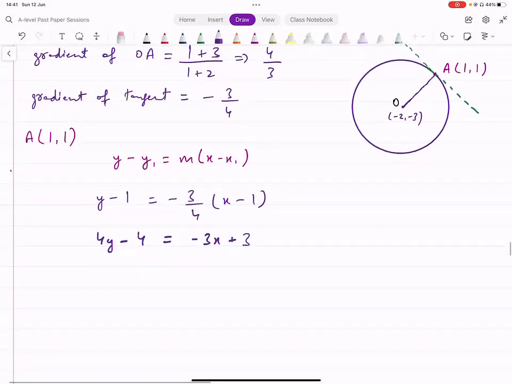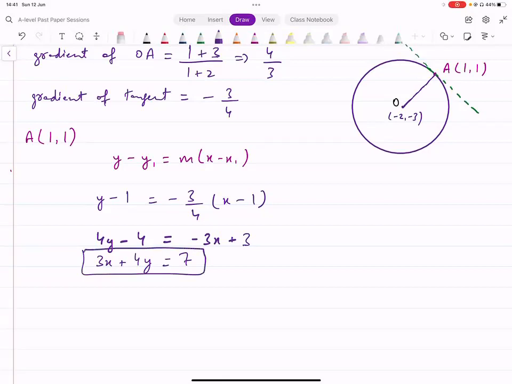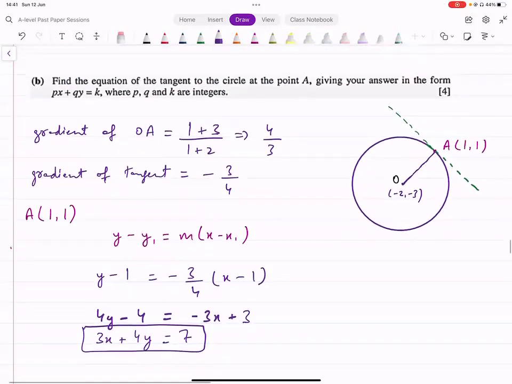Let's take the x terms to the left side. X and y terms to the left side, 3x plus 4y. Take the constant to the right side, and that's going to be 7 on the right side. So we have 3x plus 4y equals 7. That's the equation of the tangent that we were looking for. That's part B here. Okay.